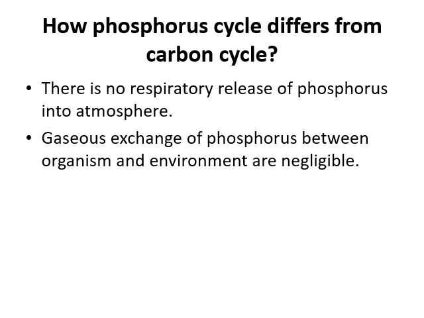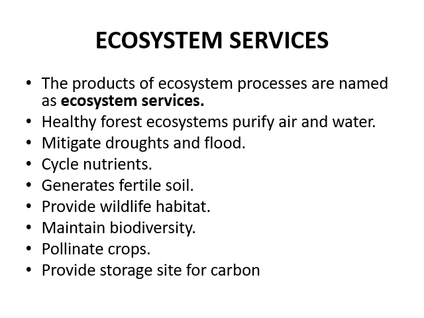Now once again let's discuss how the phosphorus cycle is different from the carbon cycle. In the phosphorus cycle, there is no respiratory release, whereas in the carbon cycle, as a result of respiration, carbon dioxide is released. So there is respiratory release of carbon but not of phosphorus, and gaseous exchange of phosphorus between living organisms and the environment is negligible. How does it come into the living world? From soil. So in the phosphorus cycle, gaseous exchange is negligible.